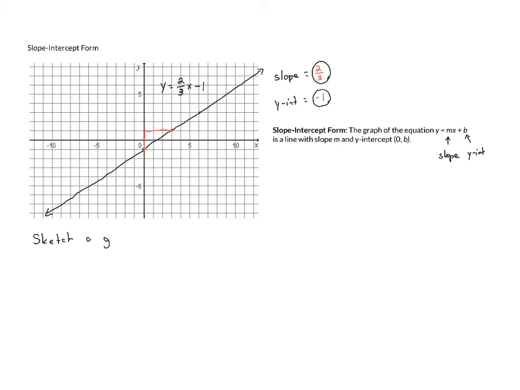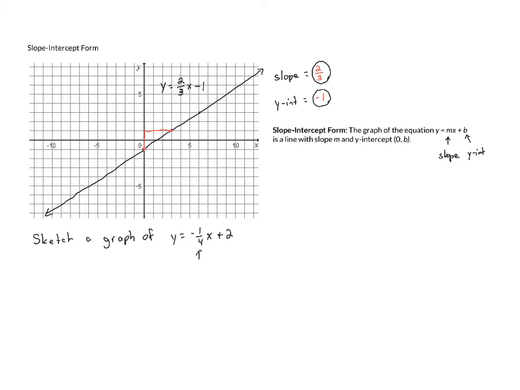Sketch a graph of y equals -1/4 x plus 2. Now, this equation is in slope-intercept form. y equals some number times x plus another number.